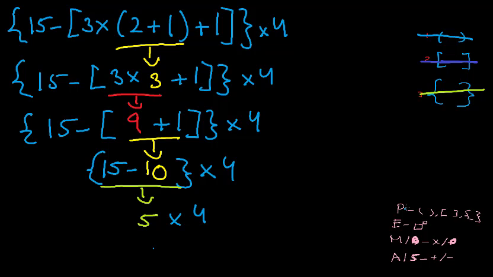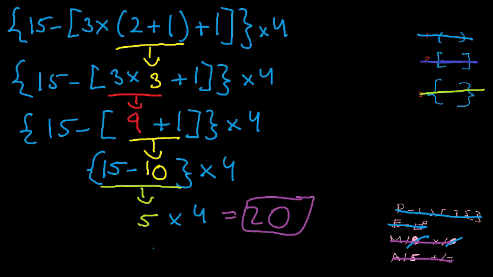Now we're done with the parentheses and brackets, so I'm going to cross out the P. Now we just have the equation to do. We don't have any exponents and we don't have any division problem. We do have a multiplication problem to do, so I'm going to go ahead and do that. So 5 times 4 would equal 20. And now we're done. We have our answer. We don't have any other work left to do.